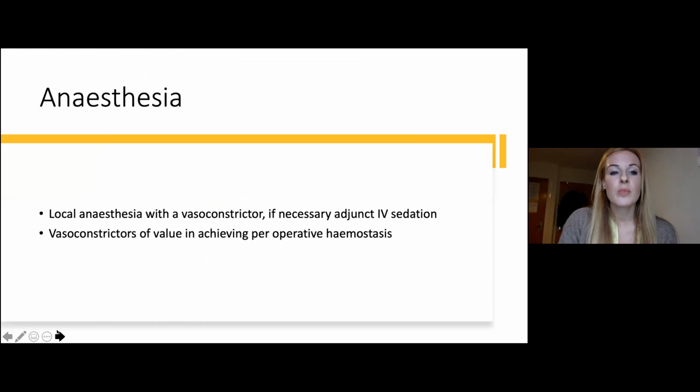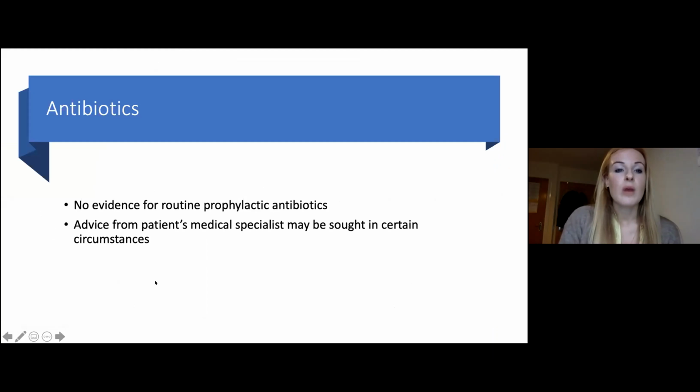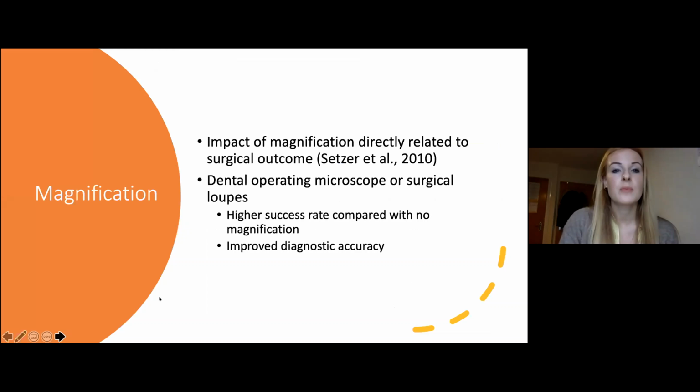Looking at operative management, use of local anesthesia with a vasoconstrictor was indicated to aid hemostasis during the surgery. This was mentioned in a lot of the literature. Whereas there was actually no evidence for routine prophylactic antibiotics in the surgical procedure, apart from in certain circumstances, in which case the patient's medical practitioner should have been contacted. Magnification being key to microsurgery.